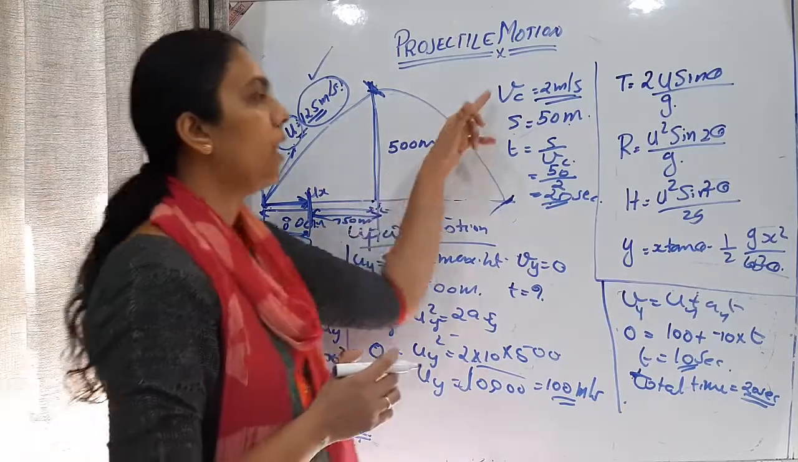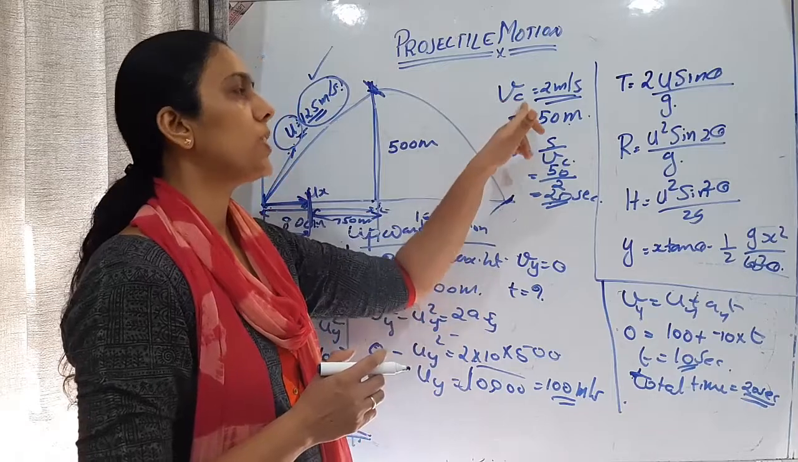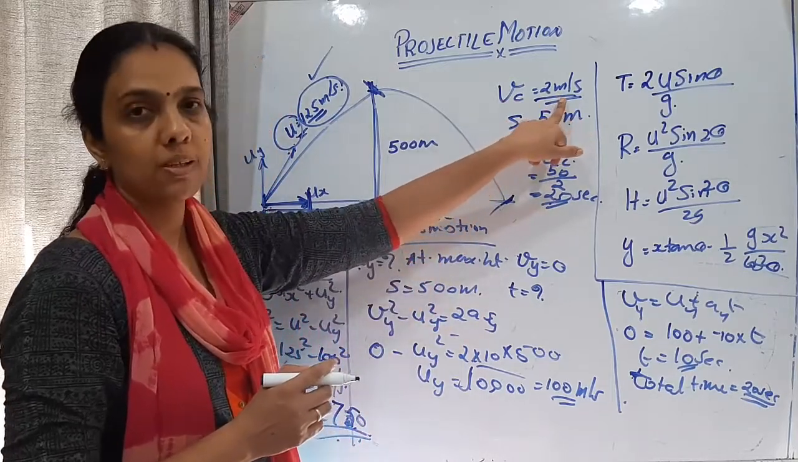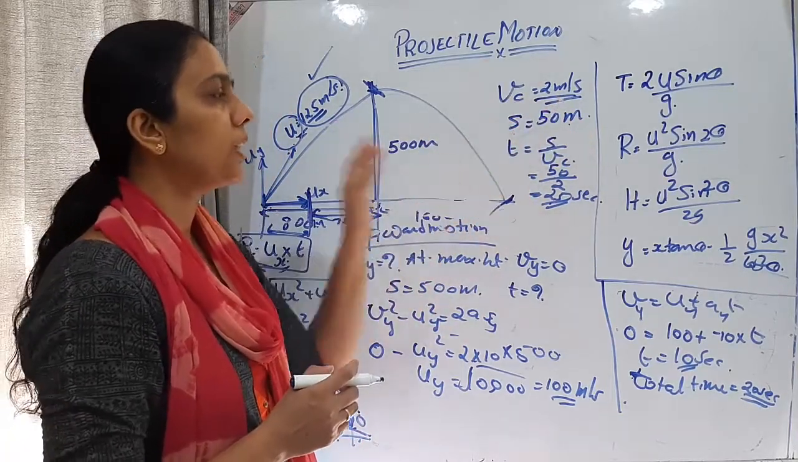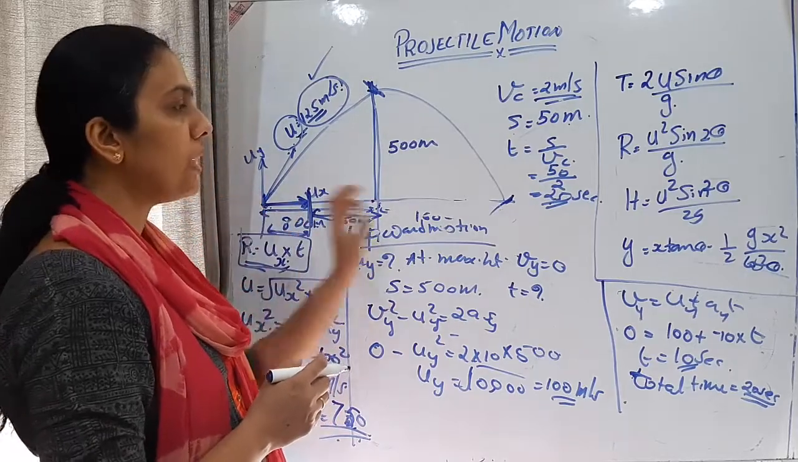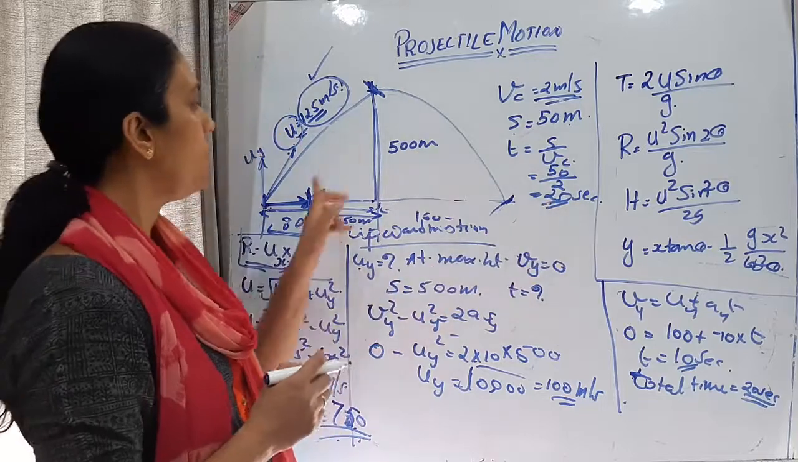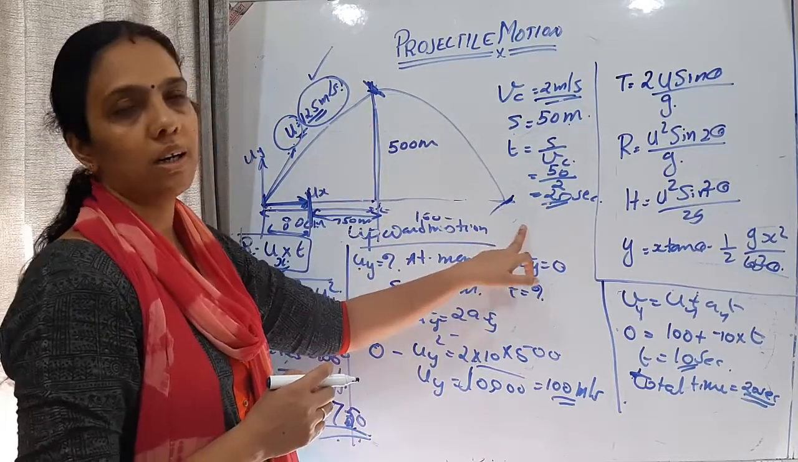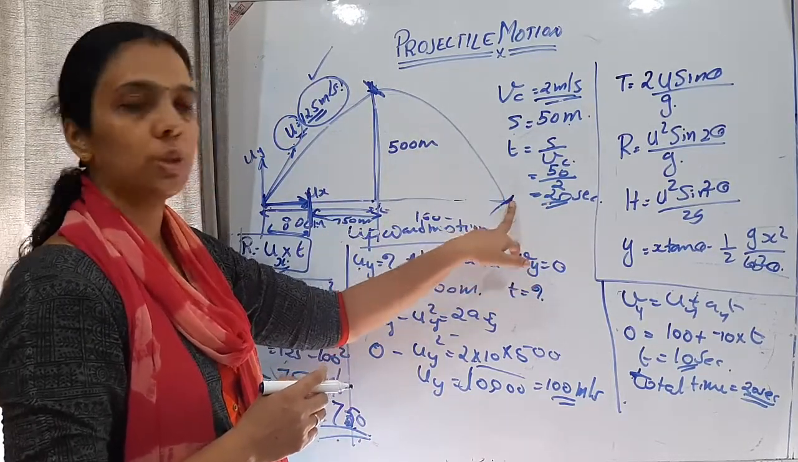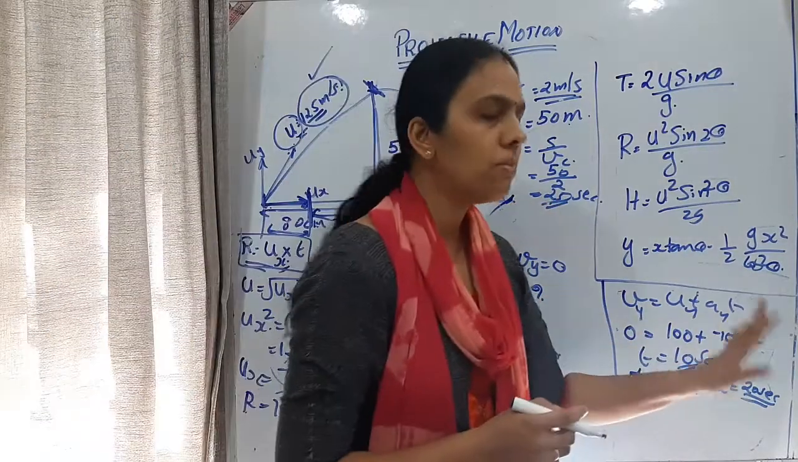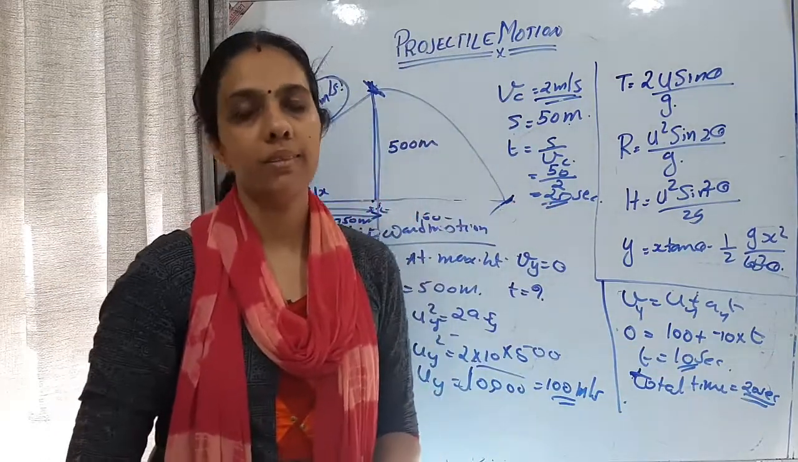For that, how long will it be taking? Because the velocity of the cannon is given as 2 meter per second, the time required for the cannon to move this 50 meter is 25 seconds. So together this is 25, and from here when we project the object, it will reach the other end. So the total minimum time required is 45 seconds.